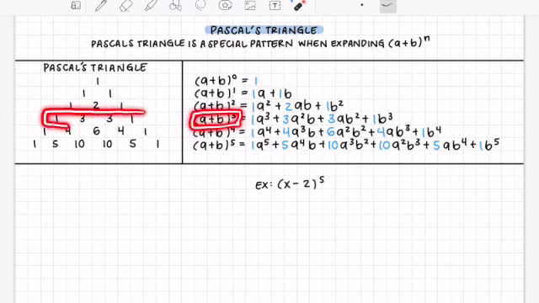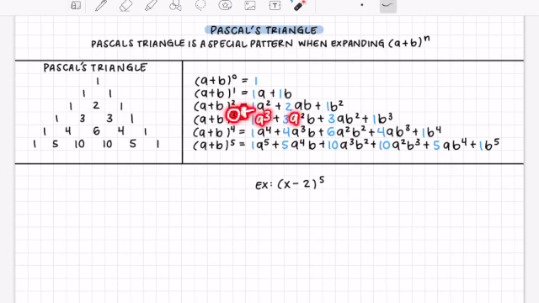I'm going to look at Pascal's triangle so I know what my coefficients are. My coefficients are going to be 1, 3, 3, 1, which is shown here. And then, to find out what my variable is, I'm going to start off with the largest one, which is a to the power of 3 here, because we know that the exponent is 3.